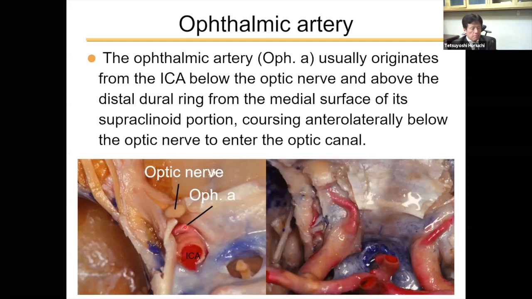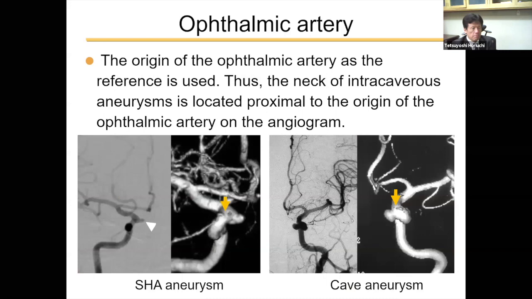I think the origin of the ophthalmic artery is an important landmark to identify the exact aneurysm location, because the ophthalmic artery origin is located just distal to the distal dural ring. Thus, if the aneurysmal neck is located distal to the ophthalmic artery origin, it indicates this aneurysm is an intradural aneurysm.